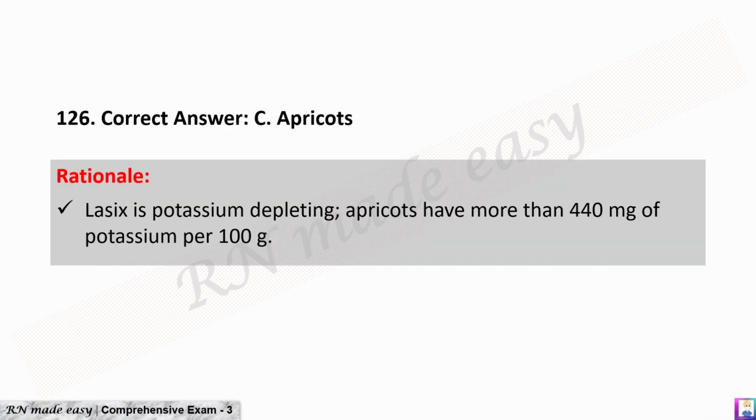The correct answer, C. Apricots. Rationale. Lasix is potassium depleting. Apricots have more than 440 mg of potassium per 100 grams.